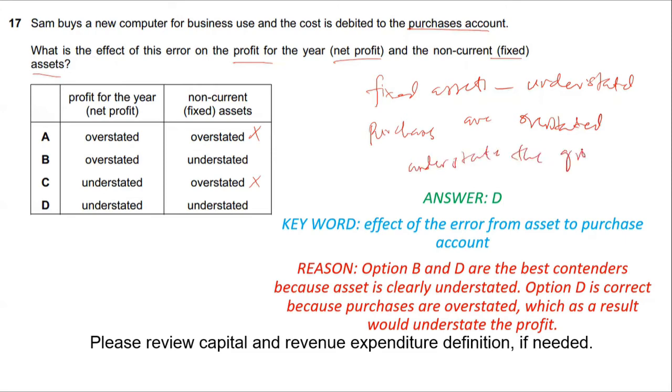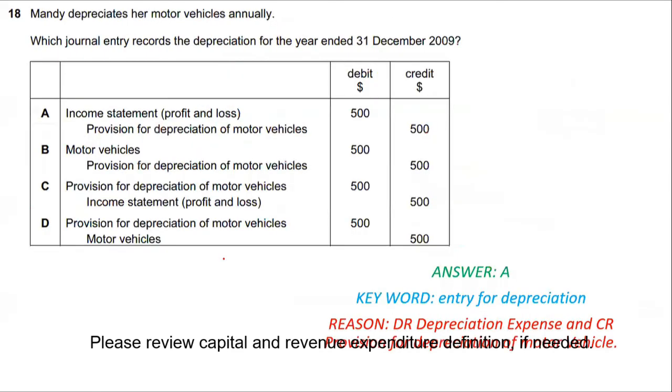Purchases are overstated. So if purchases are overstated, that would immediately understate the gross profit, and understated gross profit would understate the net income. Therefore, option D would be the correct answer for multiple choice 17. Multiple choice 18, Mendy depreciates her motor vehicle annually. Which journal entry records depreciation for the year ended 31st December?